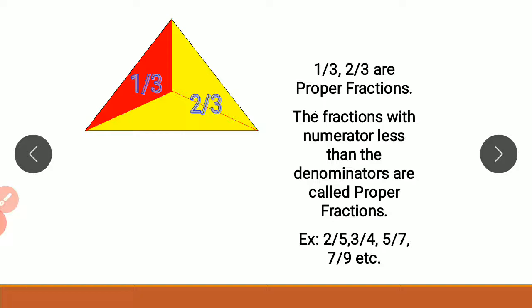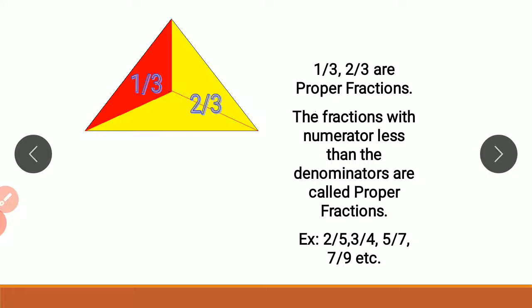So we are going to talk about proper fractions. That means the denominator will be big and the numerator will be small. Always the numerator will be small. So fractions with the numerator less than the denominator are called proper fractions. Here are some examples: 1 by 3 and 2 by 3, 2 by 5 and 3 by 4, 5 by 7 and 7 by 9, etc.